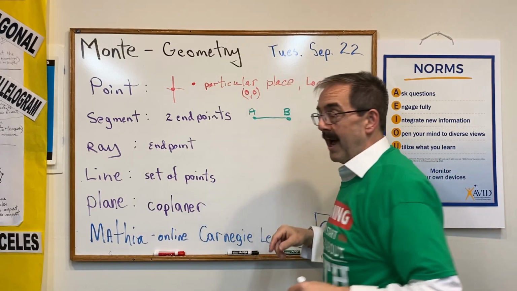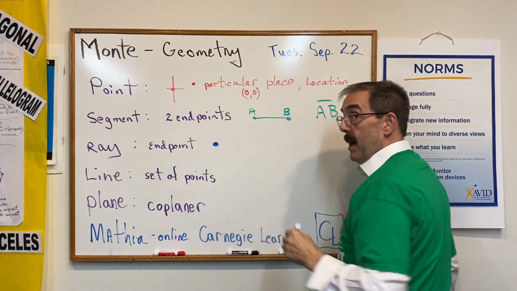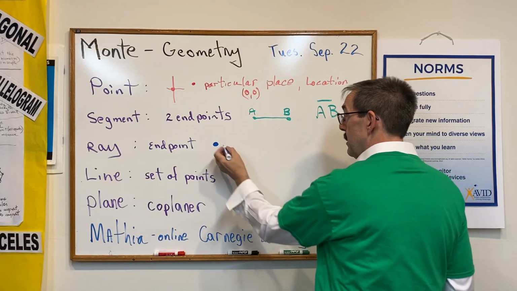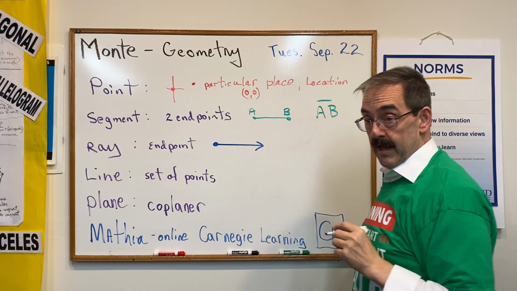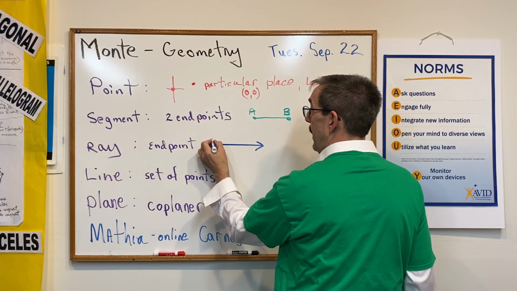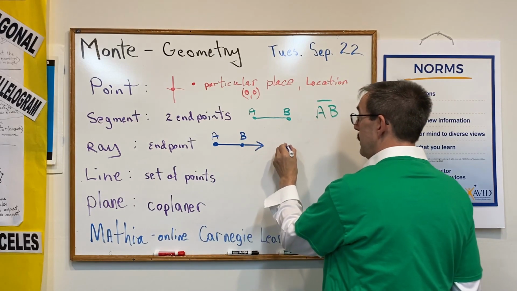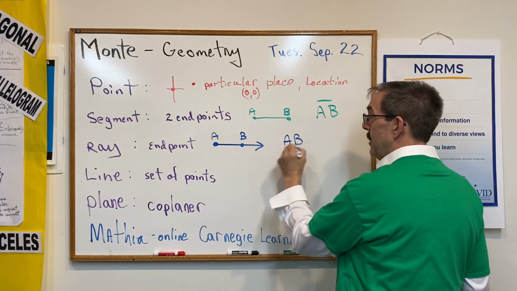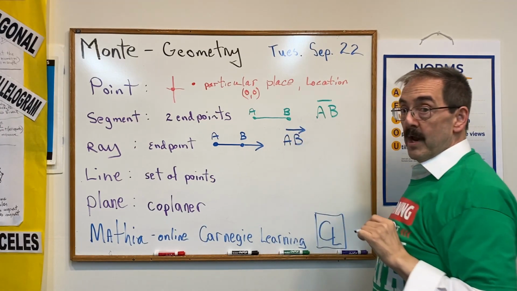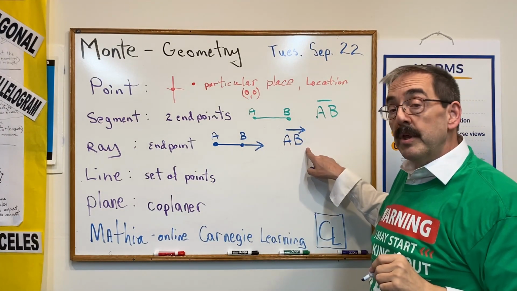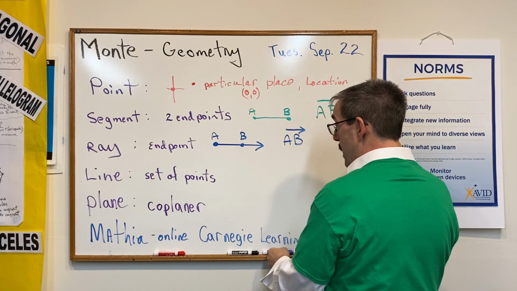Moving on. A ray. A ray is an end point and an arrow. Okay, so now I'm going to call that A, B. The end point is A with an arrow. That is the symbol we use for a ray. All right, now we'll go to a line.